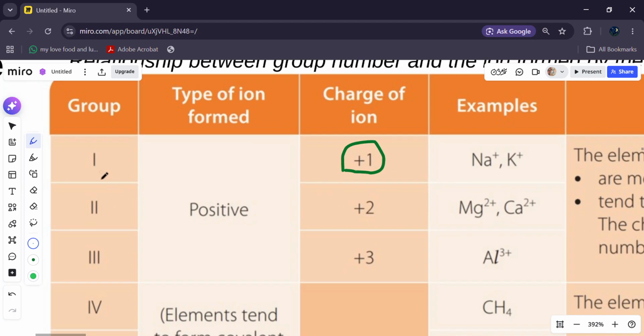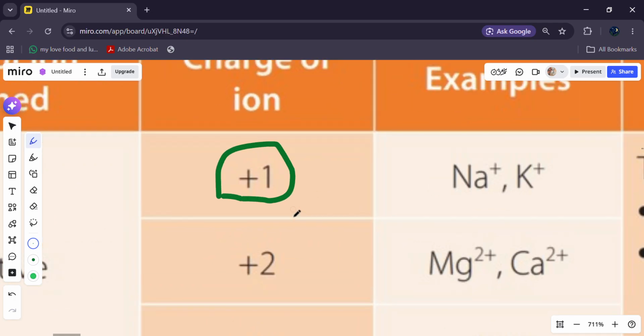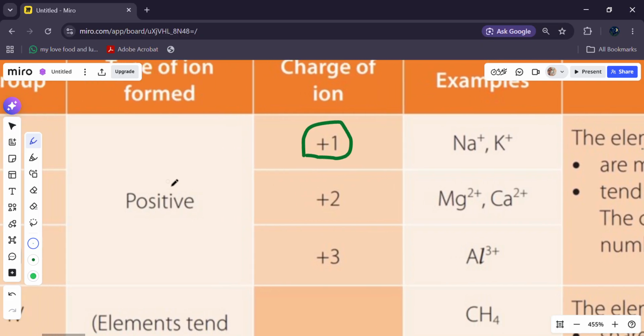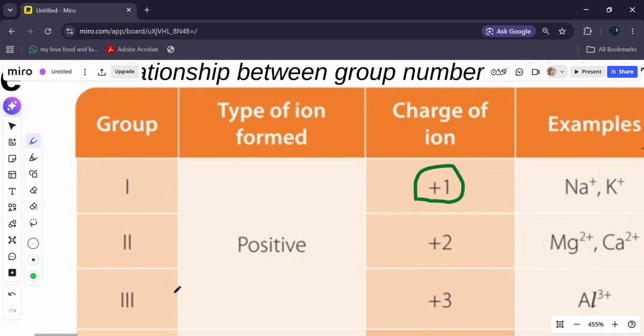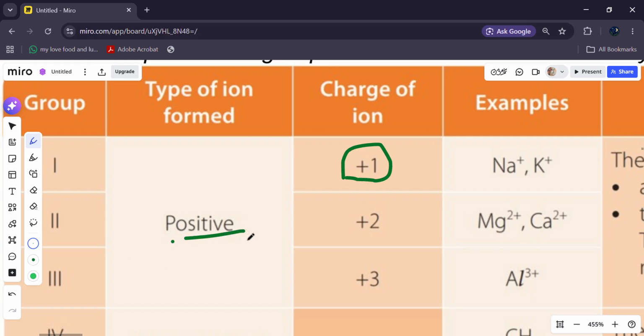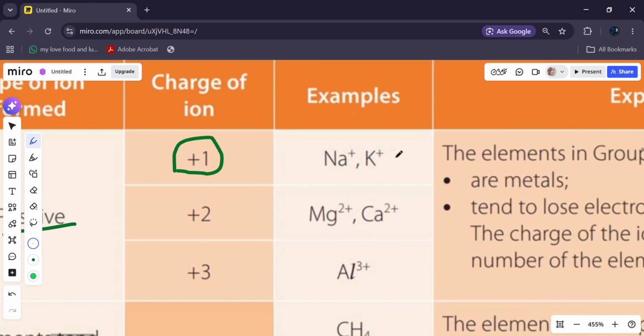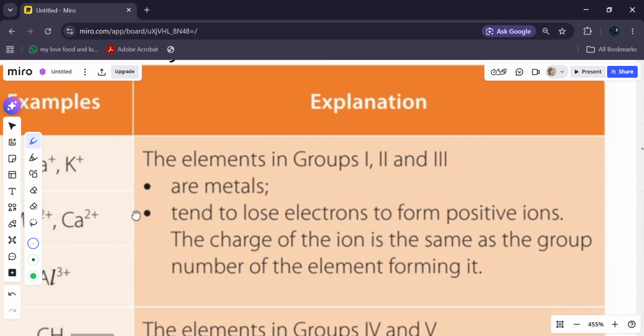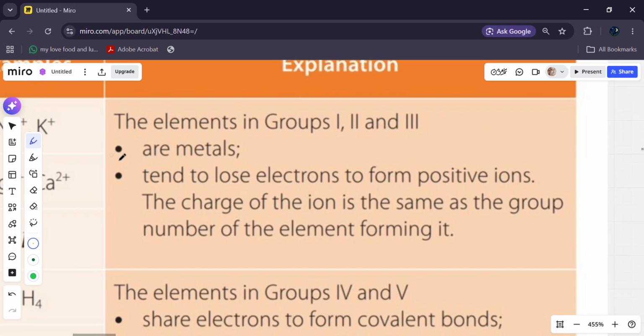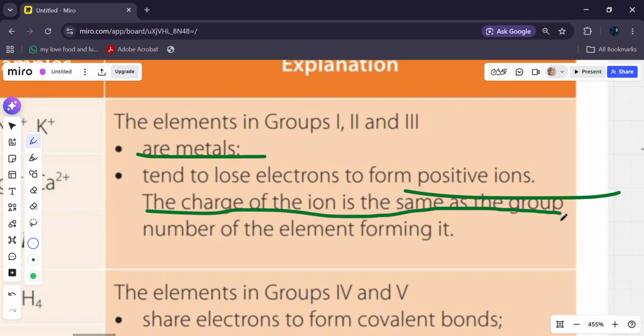Now, group 1, group 2, and group 3 elements all give positive ions, but they have different charges: 1, 2, and 3. Examples: sodium, potassium, magnesium, calcium, and aluminium. The elements in groups 1, 2, and 3 are metals and tend to lose electrons to form positive ions, because metals give away electrons. The charge of the ion is the same as the group number of the element.